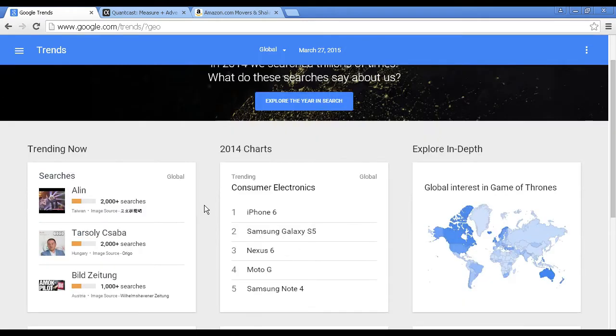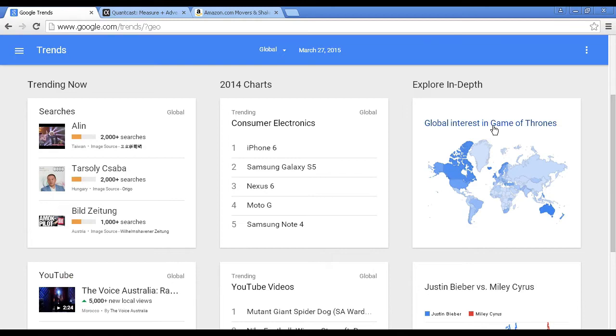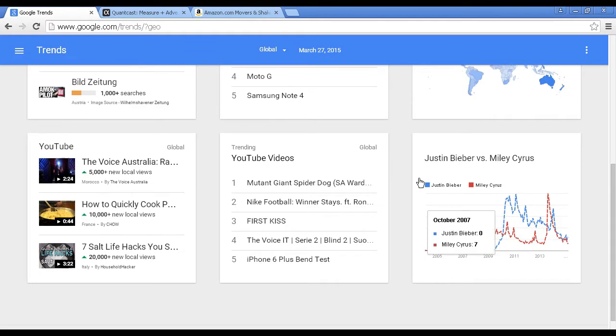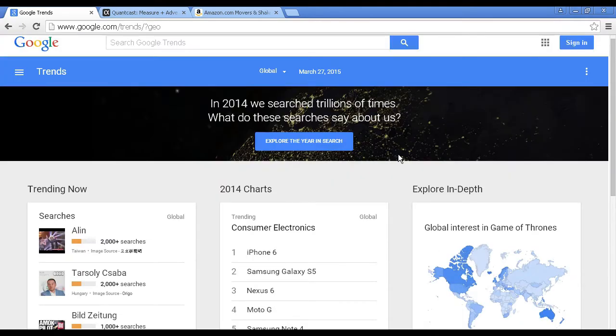You can see it's showing what's trending now, what people are looking for on Google. You've got the trends for the previous year. I'm recording this in March 2015, so it's got the 2014 charts here. You can explore in depth graphically. For example, here this shows global interest in Game of Thrones. It shows the trending YouTube videos, and other searches, like for example Justin Bieber versus Miley Cyrus and so on. You can use the information on this site to really drill down and see what people are looking for.